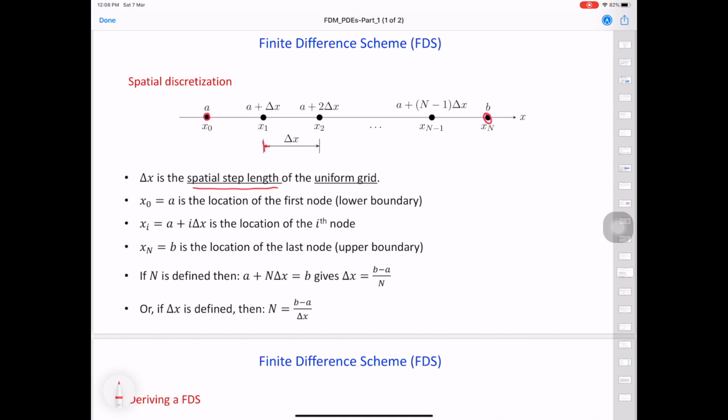So delta x is the distance between two consecutive space steps. So x0 here is the location of the first node. Of course, it is equal to a. And xn is the location of the last node, or the upper boundary. So a is the lower boundary and b is the upper boundary, x0 and xn. And xi is the location of the ith node in the space domain.